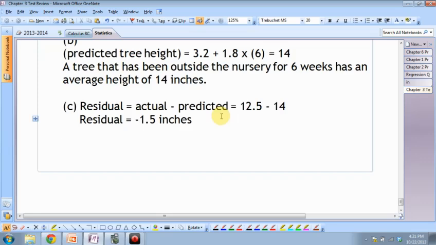Could you also write a tree that has been outside of the nursery for 6 weeks that has been predicted to have a height of 14 inches? That works as well. You said you didn't care, we can say x equals this, y equals this, and then write the equation. As long as you define x and y, no problem. Okay.